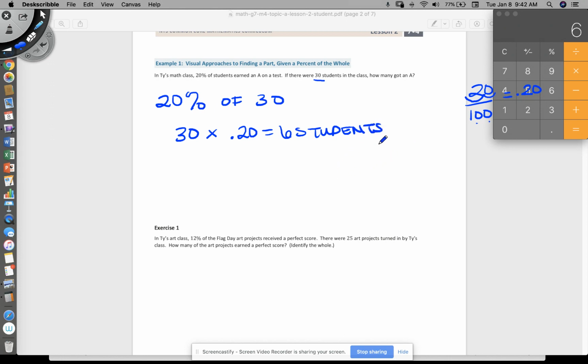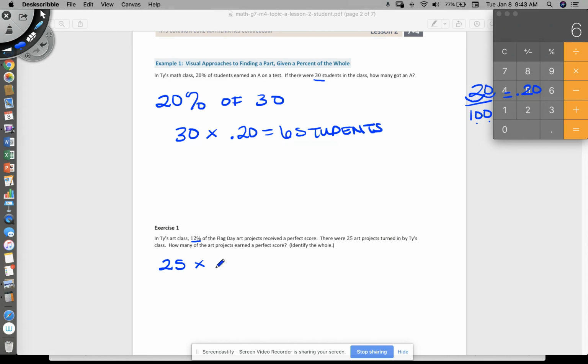All right, exercise 1. In Ty's art class, 12% of the Flag Day art projects received a perfect score. There are 25 art projects turned in by Ty's class. How many of the art projects earned the perfect score? So basically, we're identifying the whole. All right, so we do know there was a total of 25 projects turned in, and 12% of them.